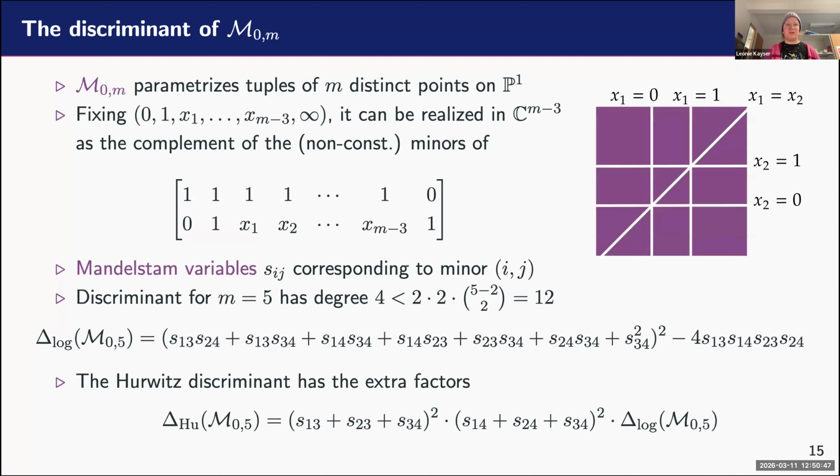And if you compare it to the Hurwitz discriminant, so the way we derived the result in the uniform case, the Hurwitz discriminant actually splits off extra factors.